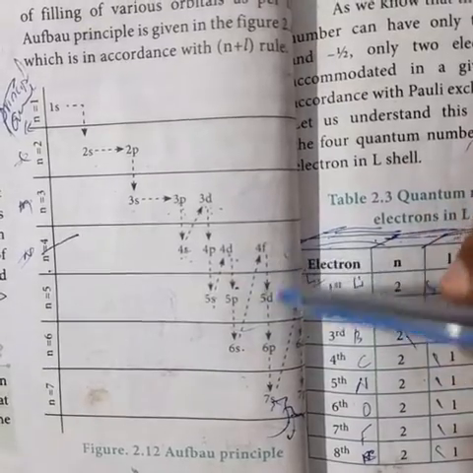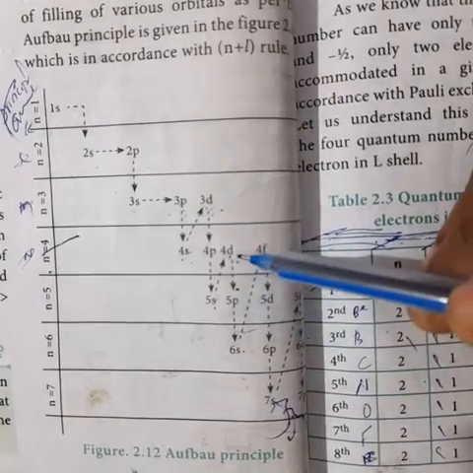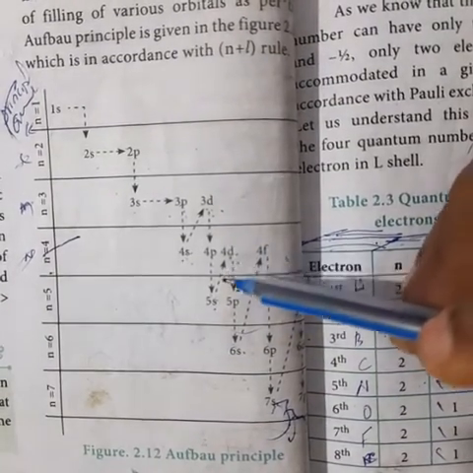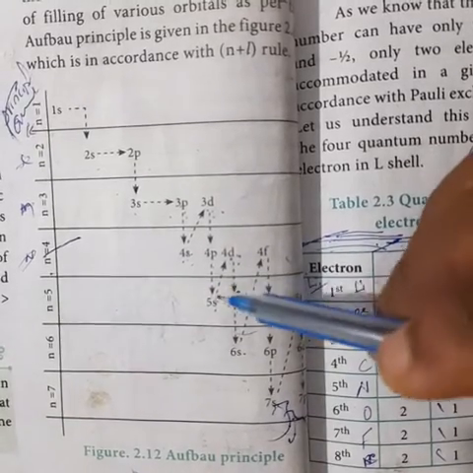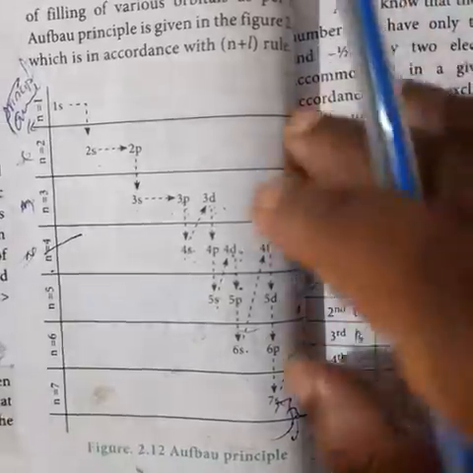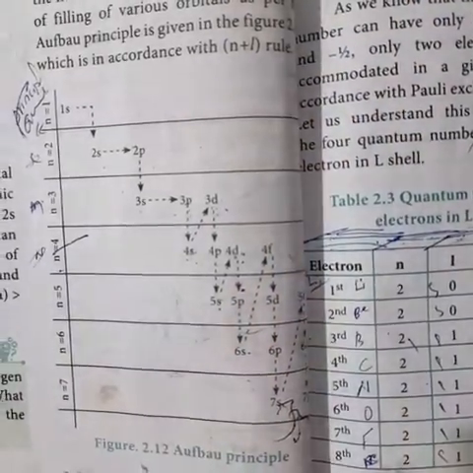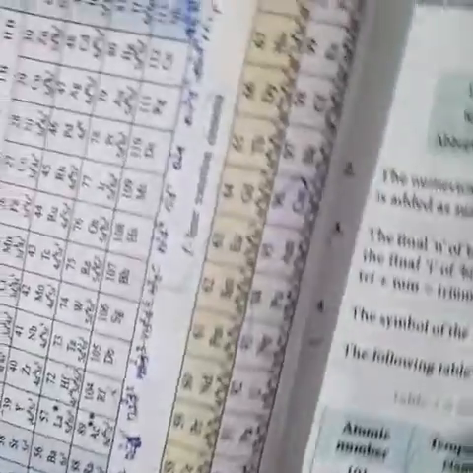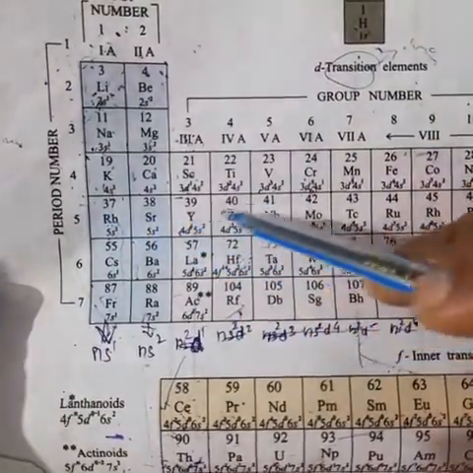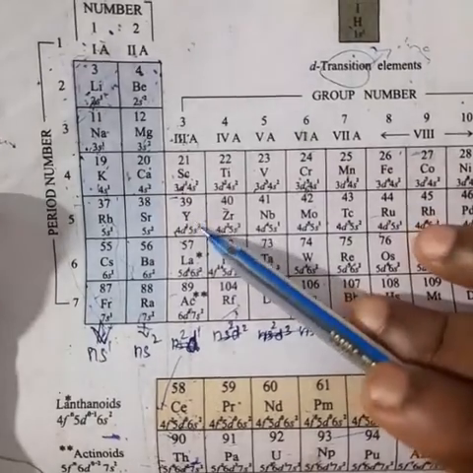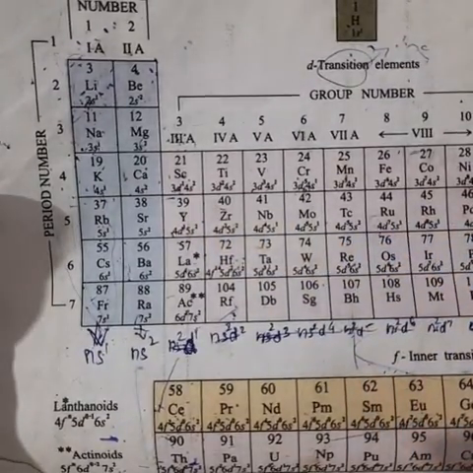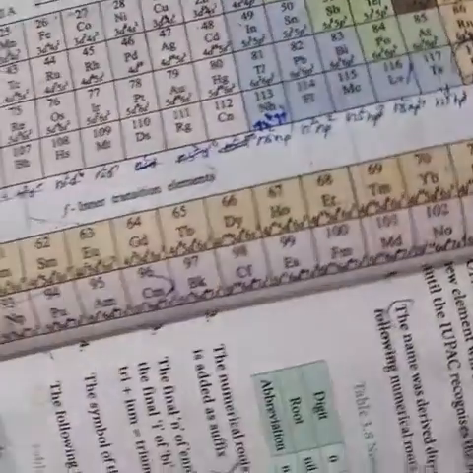First 5s, and then 4d, after that 5p. So the fifth period elements are totally 18 elements. Here this is the outermost electronic configuration: 4d, 5s, 5p. The energy increases in the order 5s, 4d and 5p. This is the increasing energy level according to the Aufbau principle. First 5s comes, then 4d and then 5p.